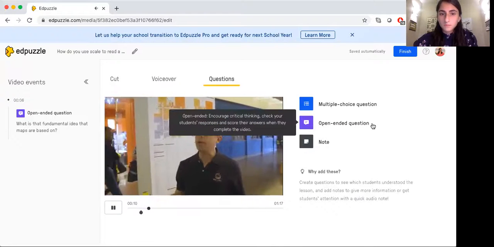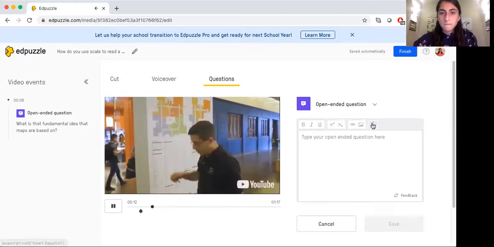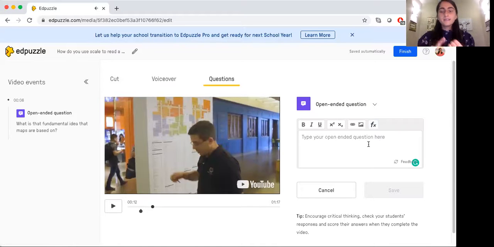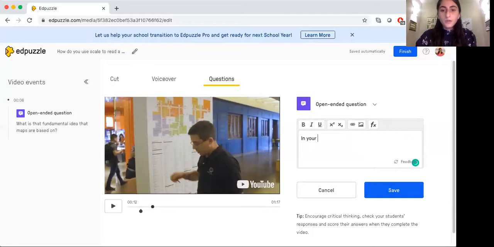Scale, similarity, ratios. Right here, he said scale, similarity, ratios. I think it's a really important time to make sure your students know what scale means. So you have a couple options. Here, my first thought is to add in an open-ended question. You could ask students, in your own words, what does scale mean? Really easy way just to kind of get their thinking going.